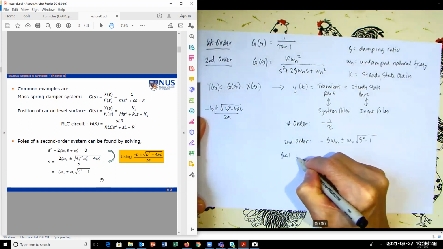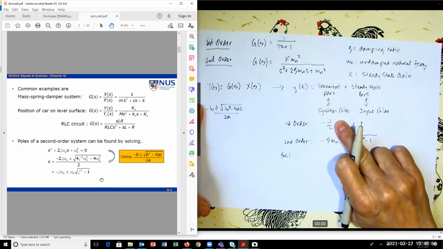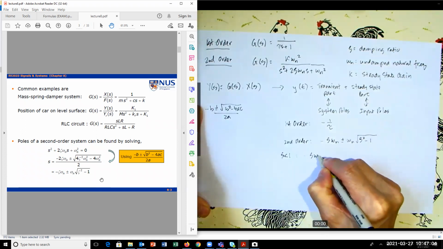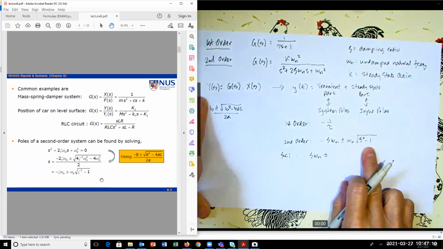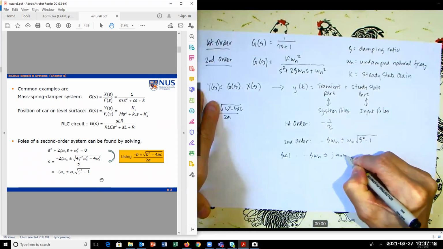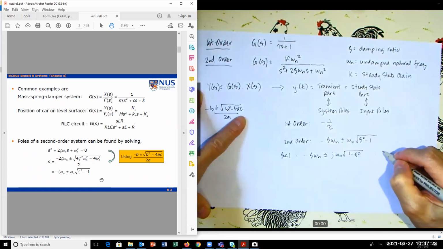Okay, so when zeta is less than 1, we have complex conjugate. Yeah, first order is 1 minus 1 over tau, over here. For second order, when zeta is less than 1, the poles become minus zeta omega n plus or minus a negative square root, which means there's a j: j omega n square root of 1 minus zeta squared. So this was the case of what we call underdamped.